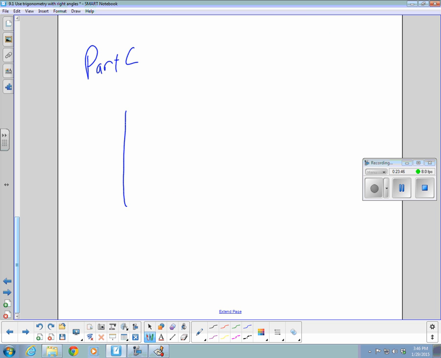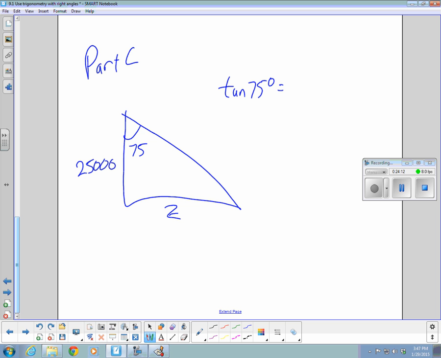We got a triangle that looks like this. This is 75 degrees. I'm looking for this full distance. We'll just call this full distance. We'll call it Z. Okay, and this is still 2500. So that's going to be opposite over adjacent, which is going to be tangent. So tangent 75 degrees is going to be equal to Z, which is what I'm trying to find. I'm just calling it Z. It doesn't matter what you call it.